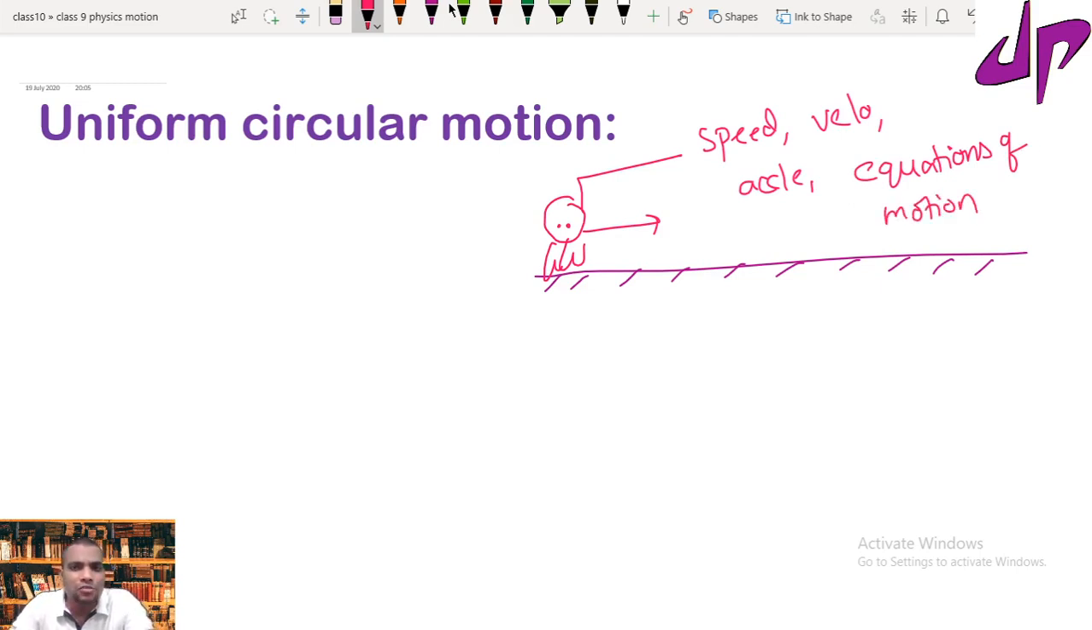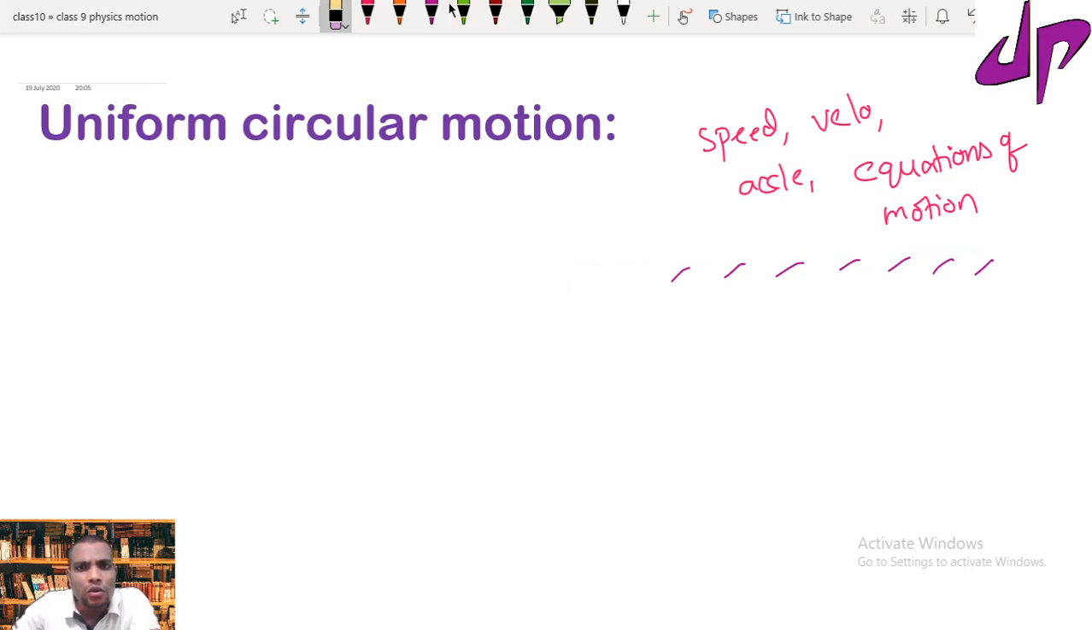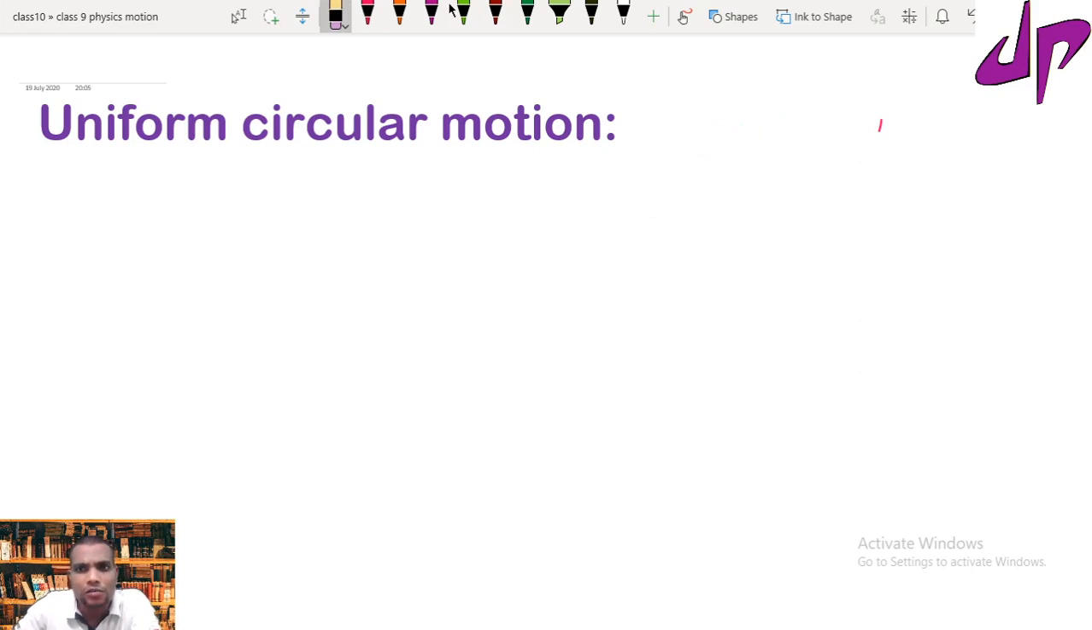By using these equations of motion, we tried to find the relation between speed, velocity, acceleration and displacement. Now let us change the case. The situation is different here. We don't have straight line motion. Now we need to deal with circular motion. So that is today's concept, uniform circular motion.